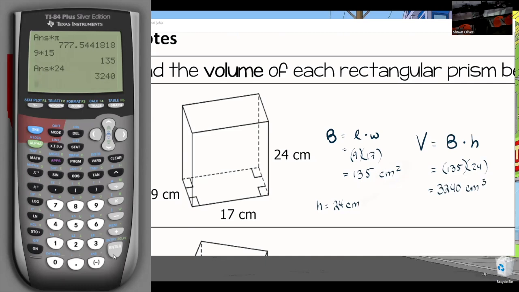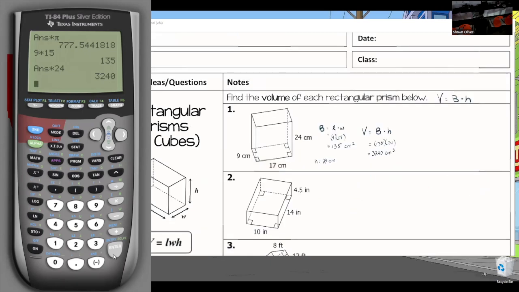So if you think about your exponent rules, common bases, you would add them. So centimeters, 2 plus 1, is centimeters cubed. Yeah, I know, y'all love that. Good job.